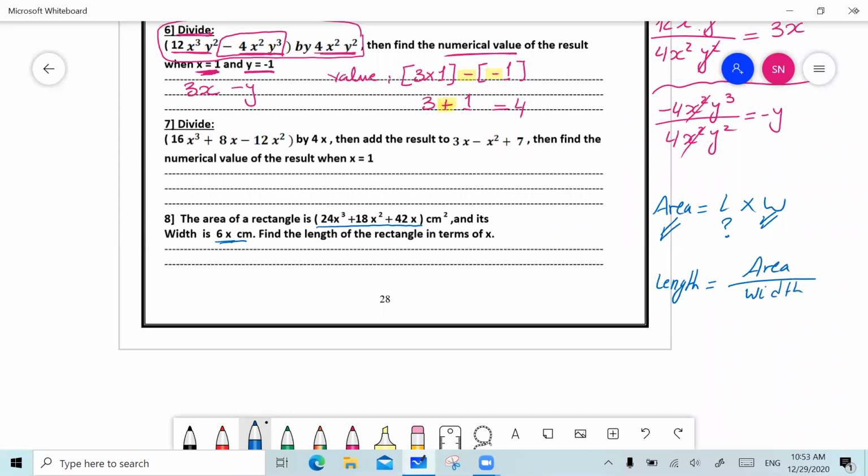I was given that my area is equal to 24x to the power of 3 plus 18x to the power of 2 plus 42x. He already told me that this is my area of the rectangle. And I want to divide this area by the width. He told me that my width is 6x. So I'm going to divide it by 6x.